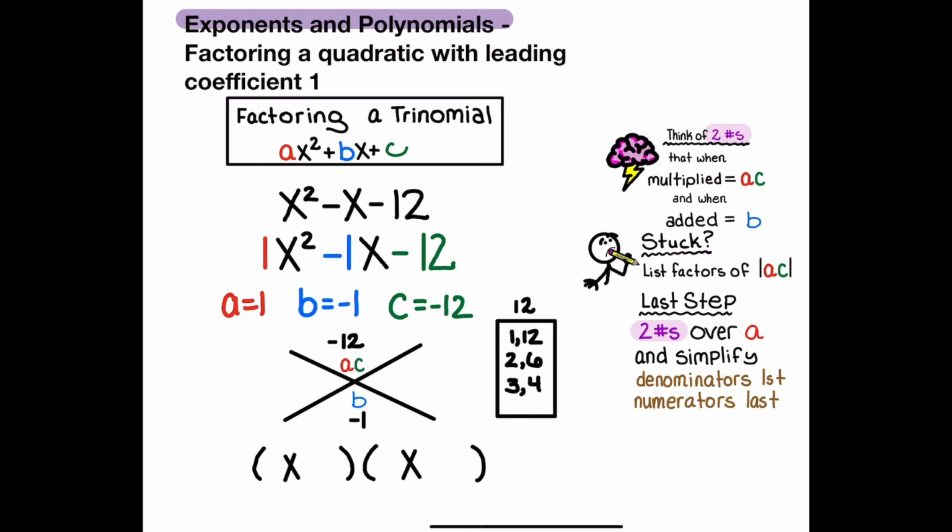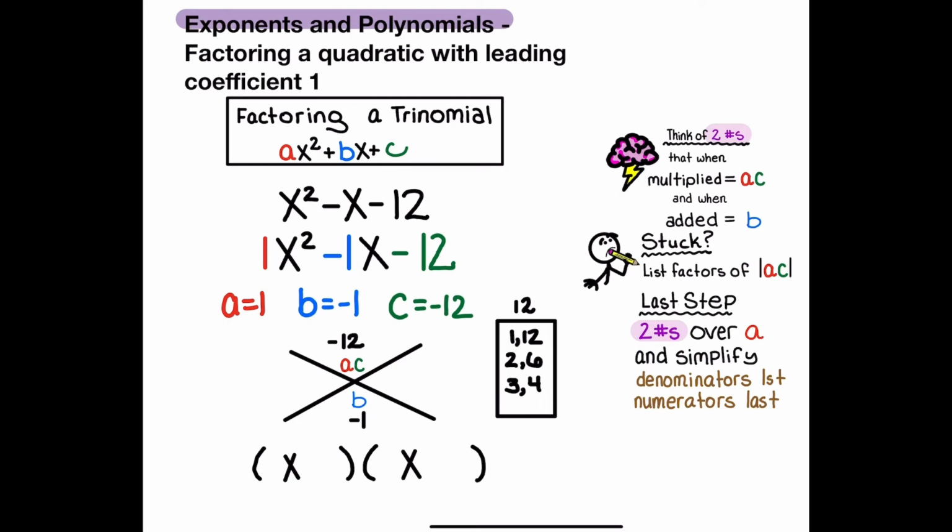Now that we're looking at the factors of 12, we can start thinking again about two numbers that multiply together to get -12, but when you add them, you get -1. If the two numbers multiply together to get -12, then you know one of the numbers is positive and the other is negative. If we have one positive number and one negative number, but when we add them we get a -1, that means we have more negatives than positives.